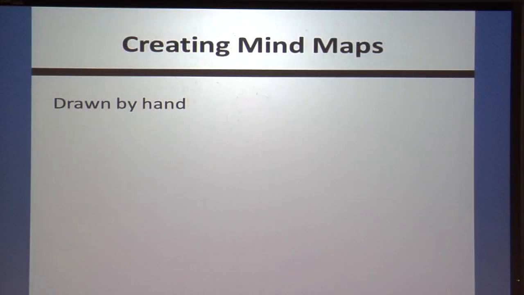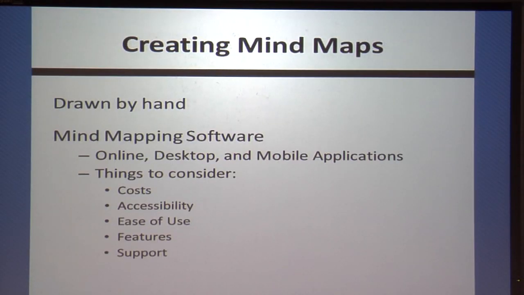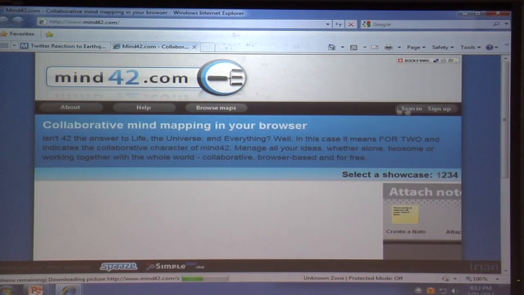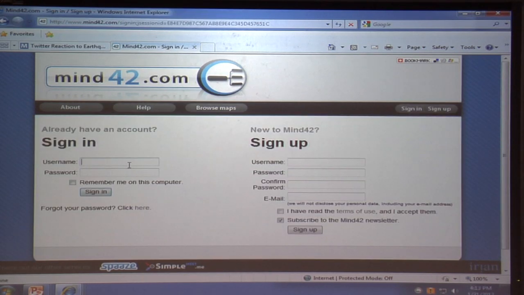So mind maps can be drawn by hand, or you can use software, and there's online software, desktop software, and mobile applications, and you want to consider the cost, the accessibility, the ease of use, features, and support. Now, let's take a look at Mind for Two. Mind for Two is accessed online.